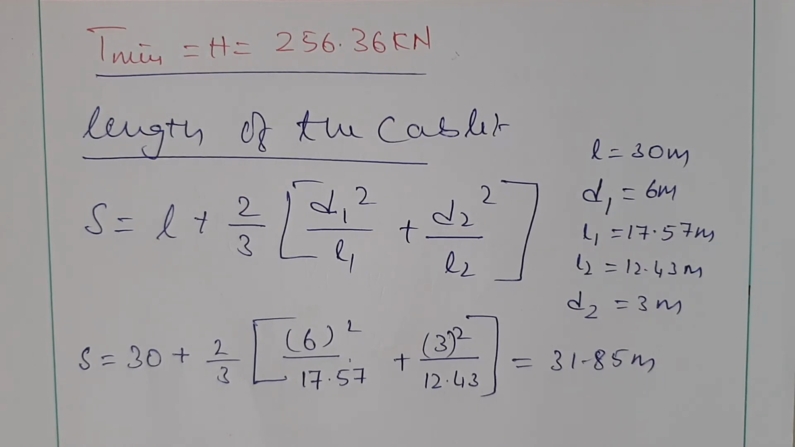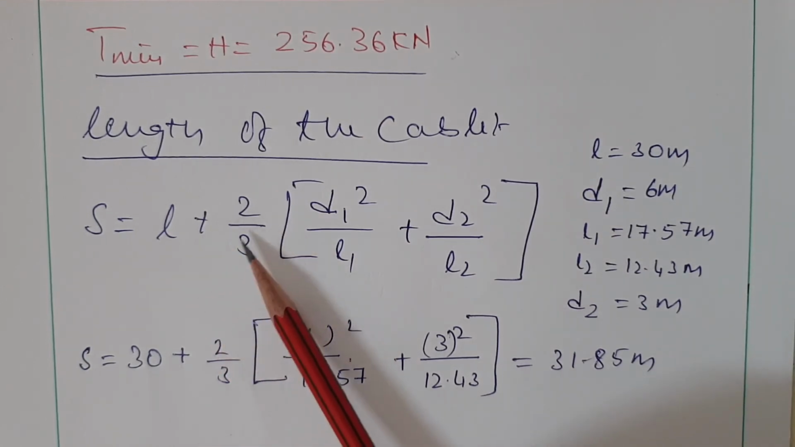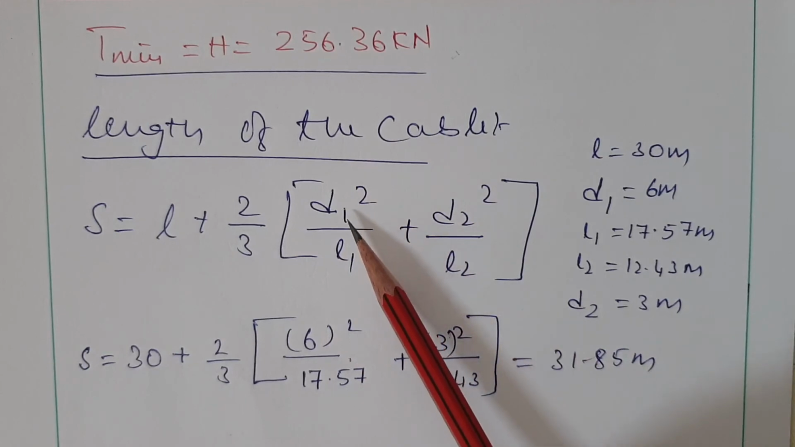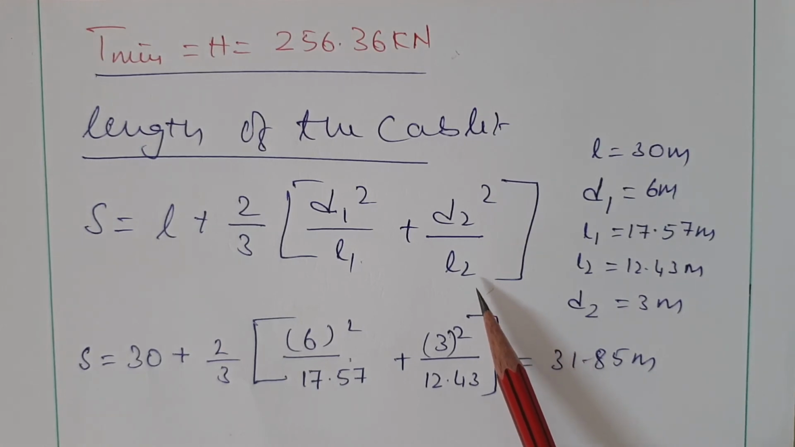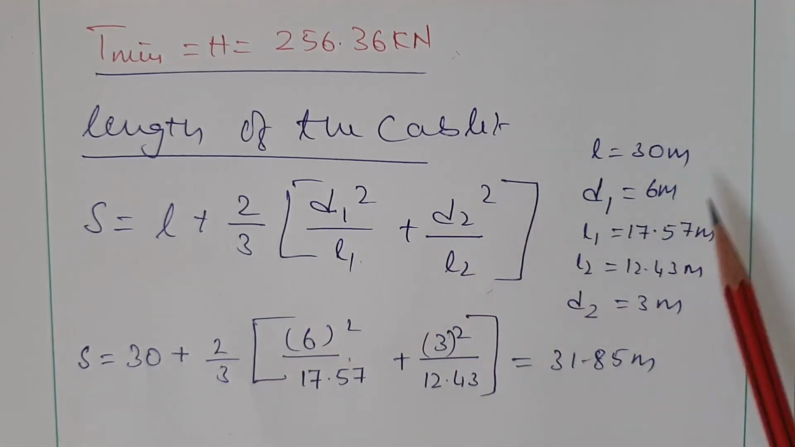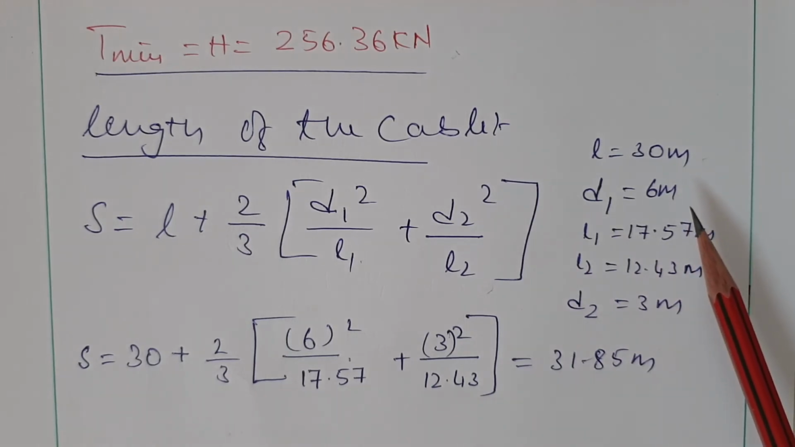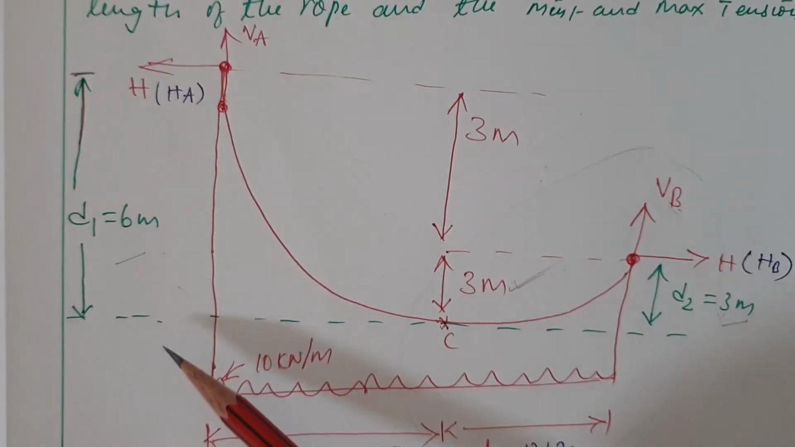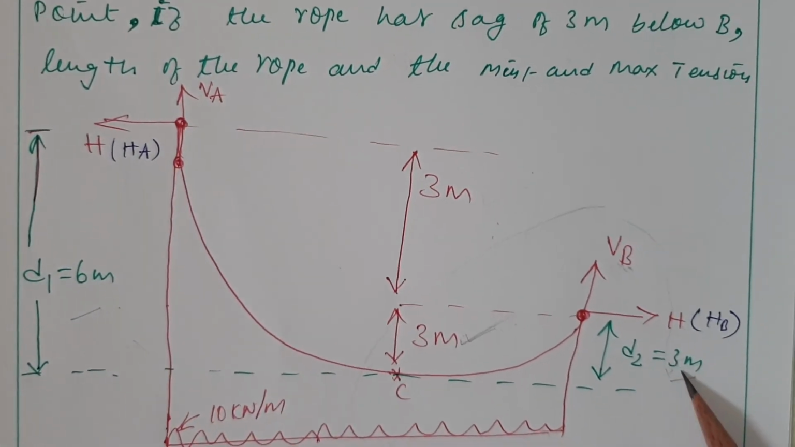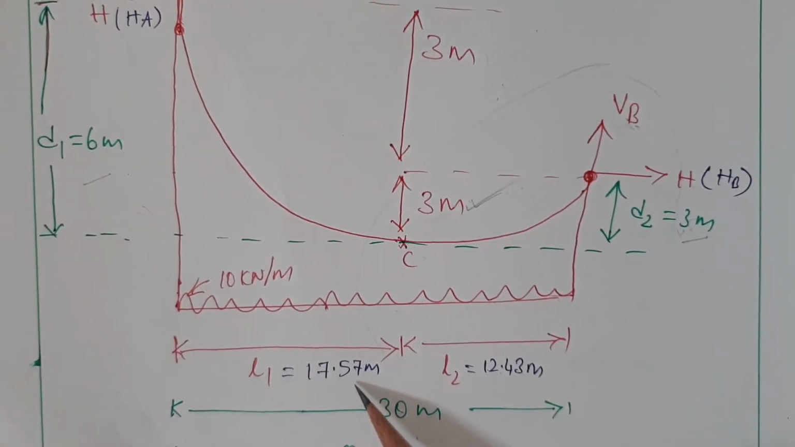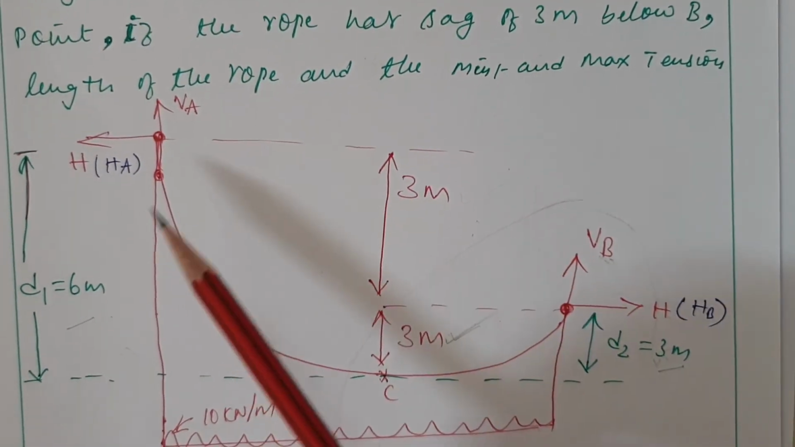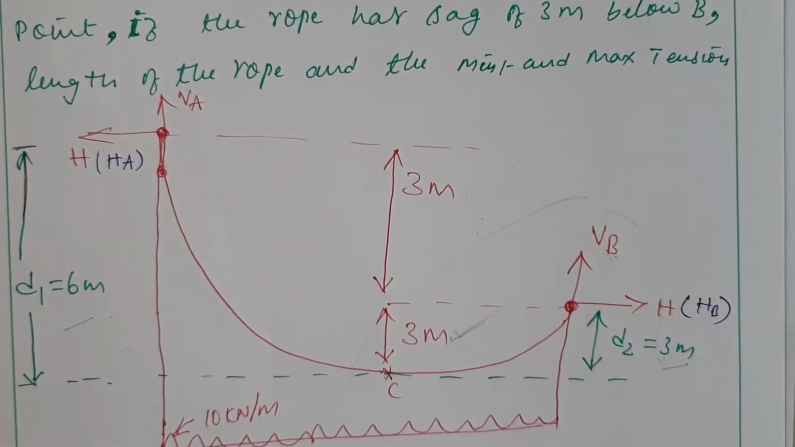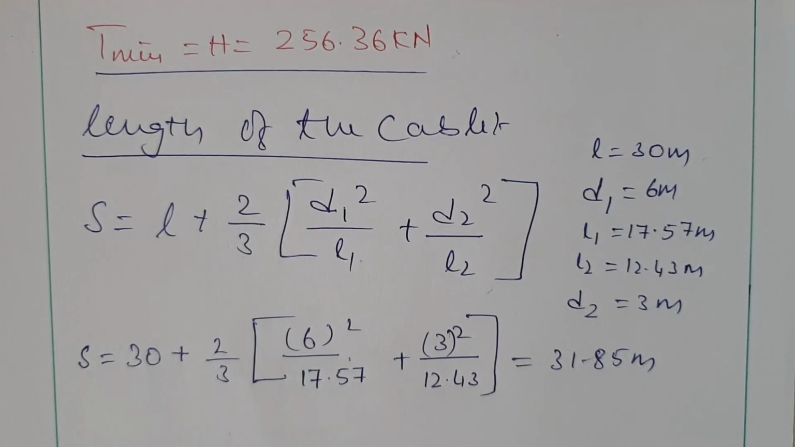We know that the supports are at different levels. In order to find the length of the cable, we have a different formula: L is the total length, that is 30 meter, L plus 2 by 3 whole multiplied by D1 square divided by L1 plus D2 square divided by L2. We know the L1 value as 30, the D1 value as given, the dip D1 value as 6 meter, D2 value as 3 meter, L1 value as 17.57 meter, L2 value as 12.43 meters. This formula is used when supports are at different levels, or even if it is structurally unsymmetrical.